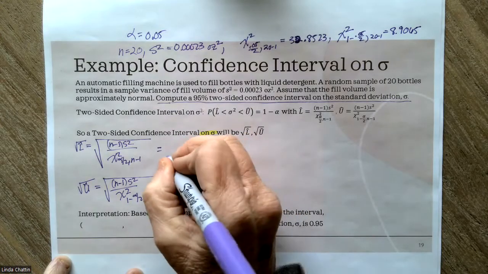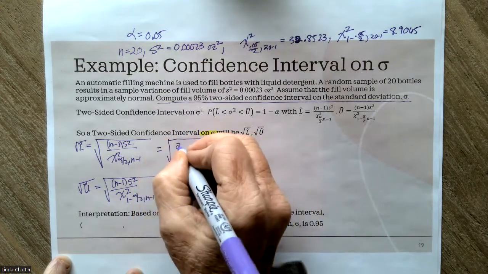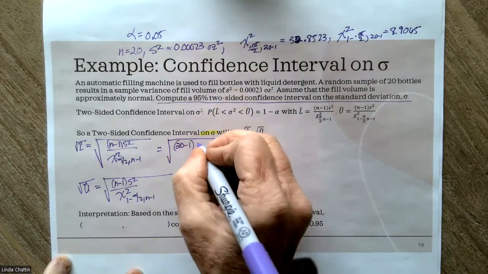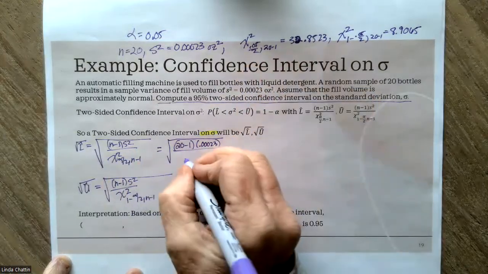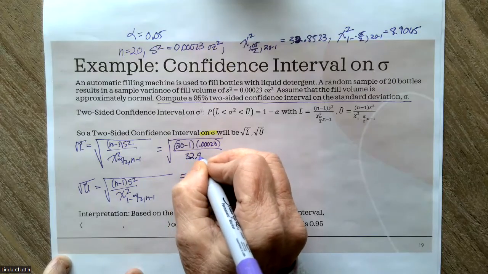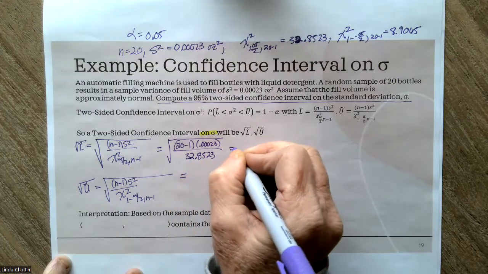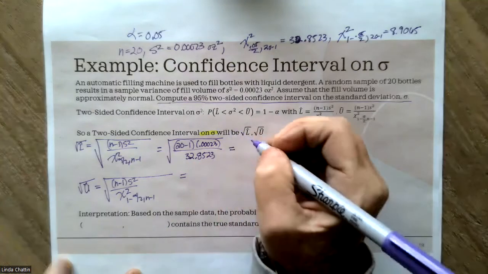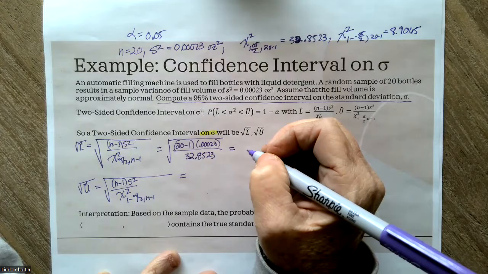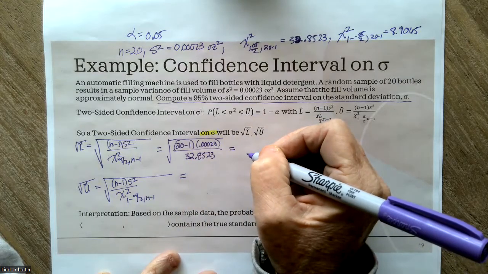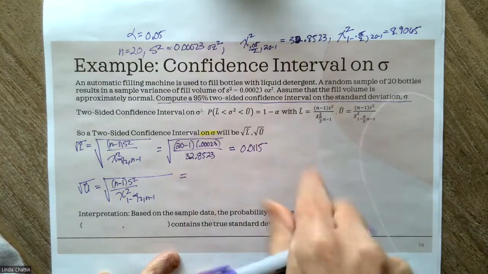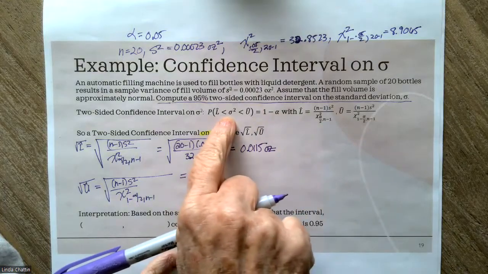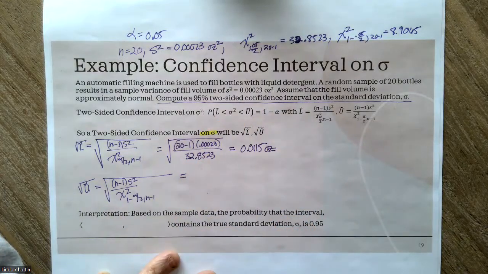I'm just going to do the plug and chug here. So n minus 1, 20 minus 1, times the sample variance 0.00023, divided by 32.8523. When I take the square root of all of this, it works out to four decimal places to be 0.0115. And the units on it will be ounces, because it is not on the variance, it's on the population standard deviation sigma.